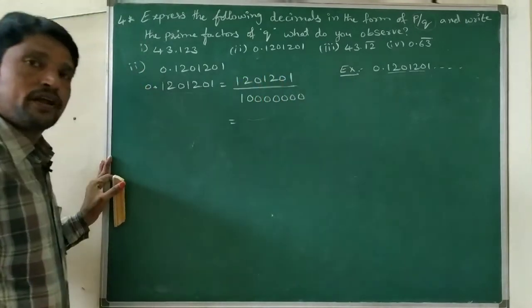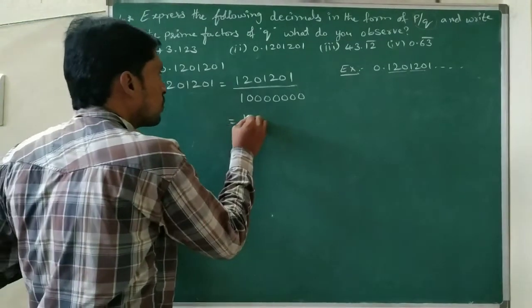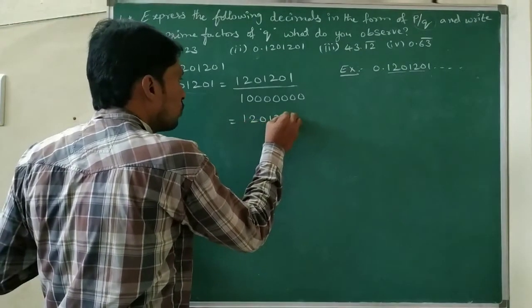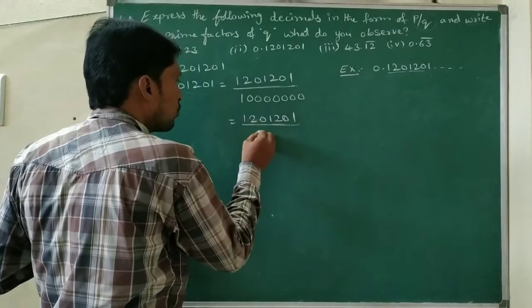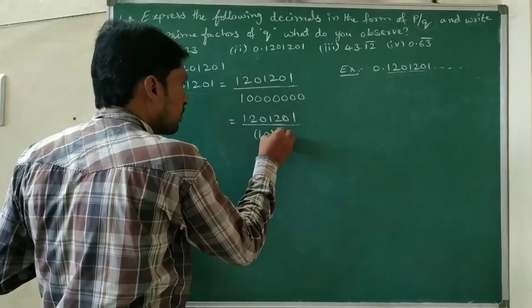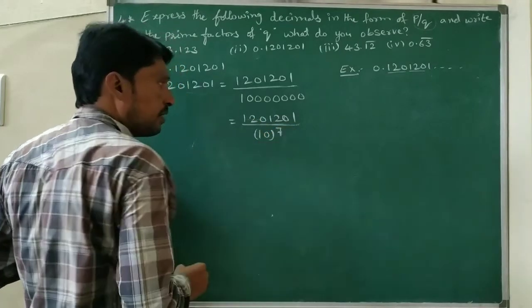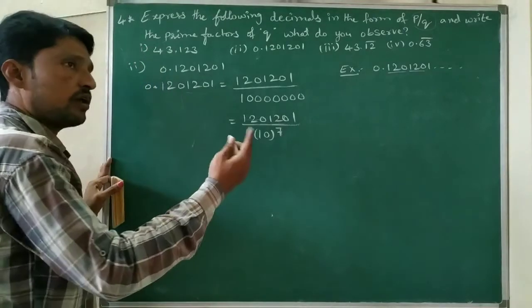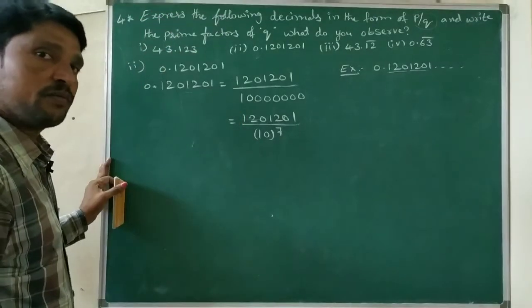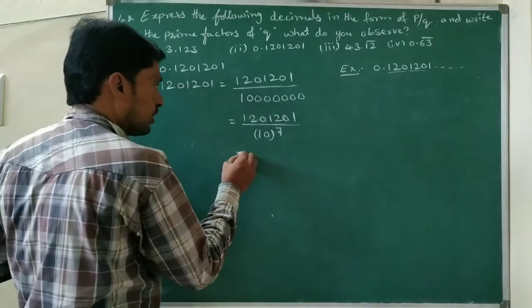Here we have written it in the p by q form. Now 120,120,1 by 10 power 7. How many zeros are there? That many, in exponential form, we can write it.